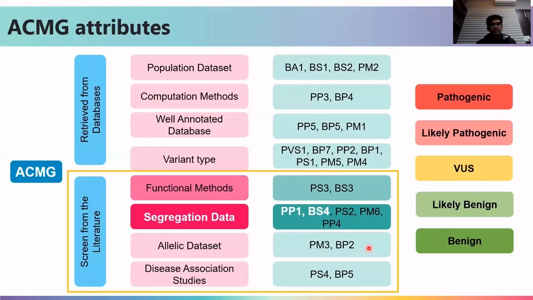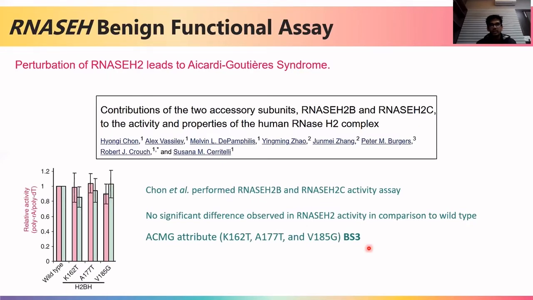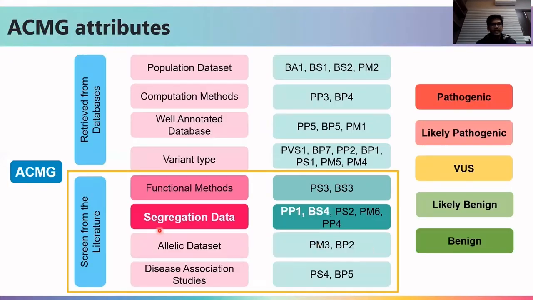So this much about the functional assay. Next we'll go through the segregation data. Segregation data we will use to see whether the variant has been segregating in a family and causing a disease or not. For that, there are different attributes that are used with the functional evidence, like PP1, BS4, PS2, PM6, and PP4. For this, we will go for PP1 and BS4.